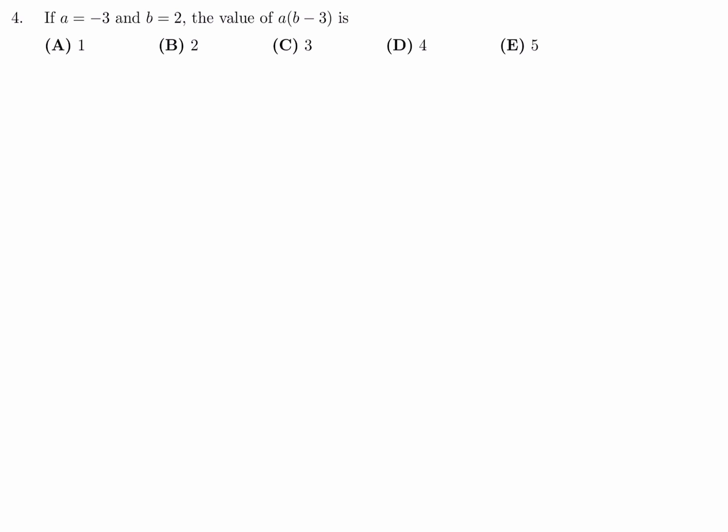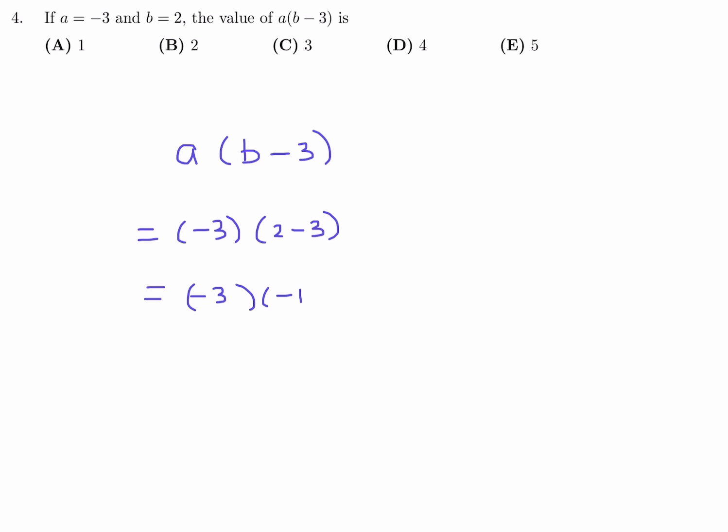If A is negative 3 and B is 2, the value of A times B minus 3 is A times B minus 3. So A is minus 3, B is 2, minus 3. There you go, substituting those values. This becomes minus 3 times minus 1, and that is positive 3. So number 4, the answer is C.